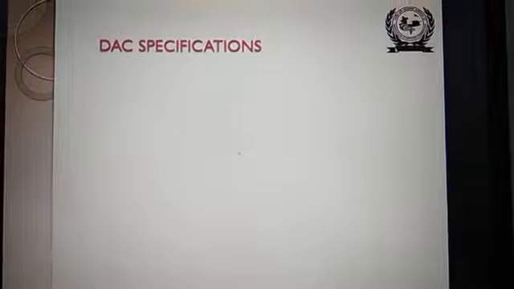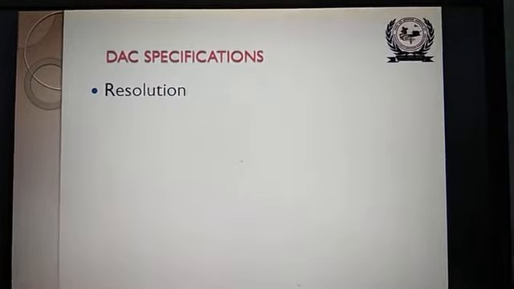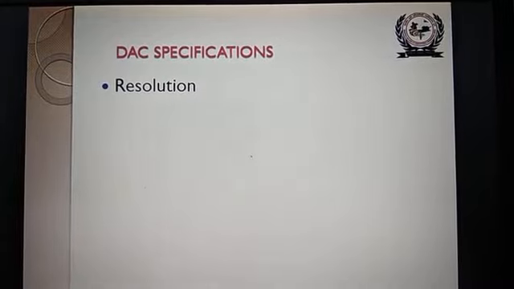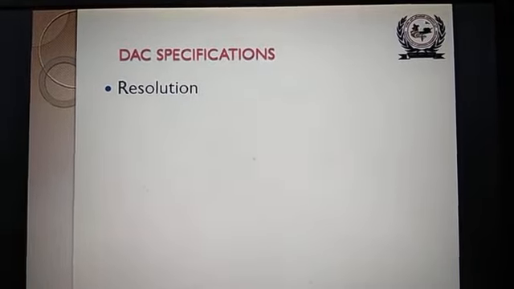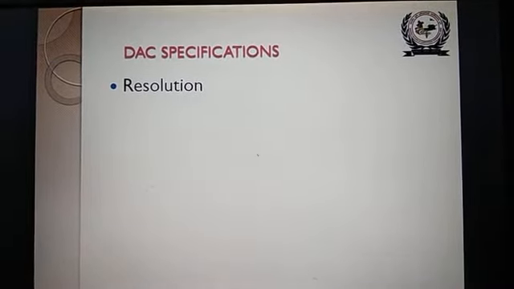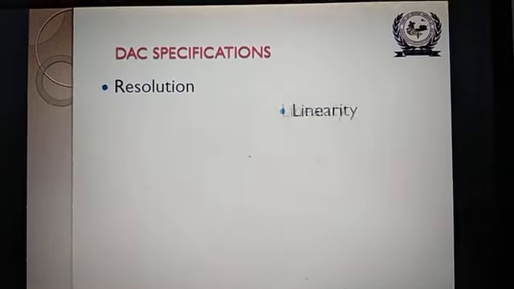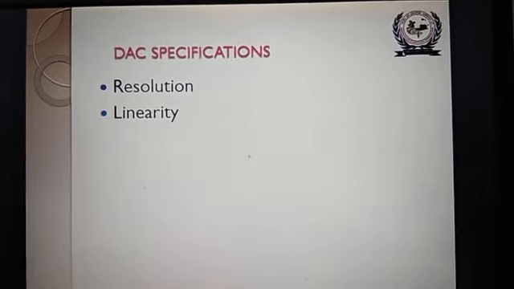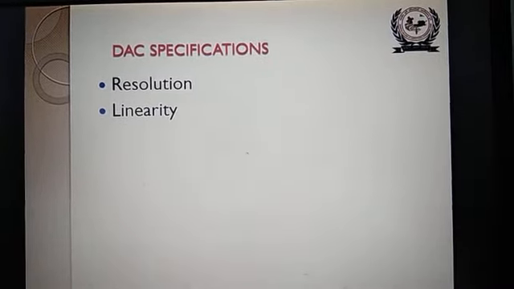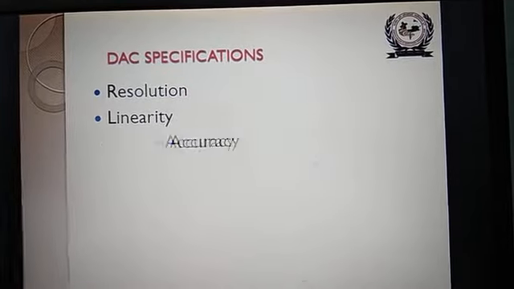These are the specifications of the D to A converter. Number one, resolution. Resolution is also important. How many bits are required at the input, and how we will get the analog output, that gives you the resolution. Then how linear it is, how it produces the linear output with respect to the input. Linearity is another specification.